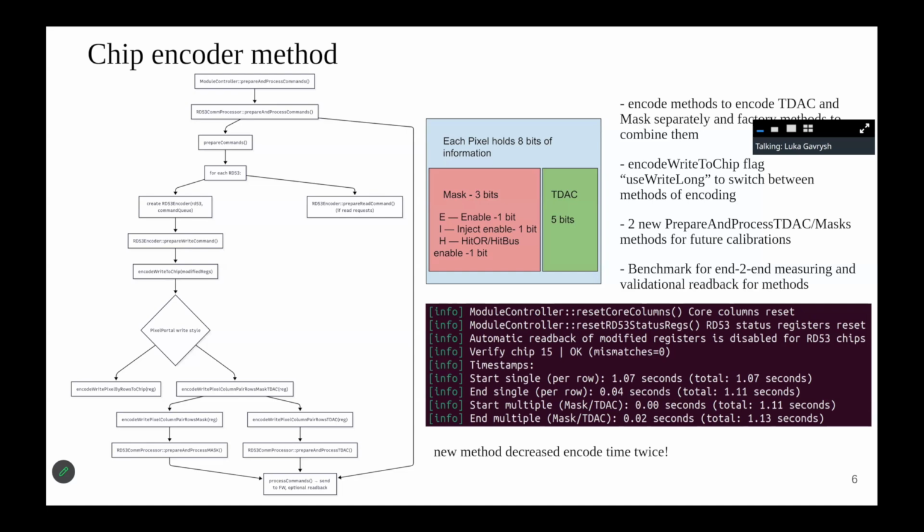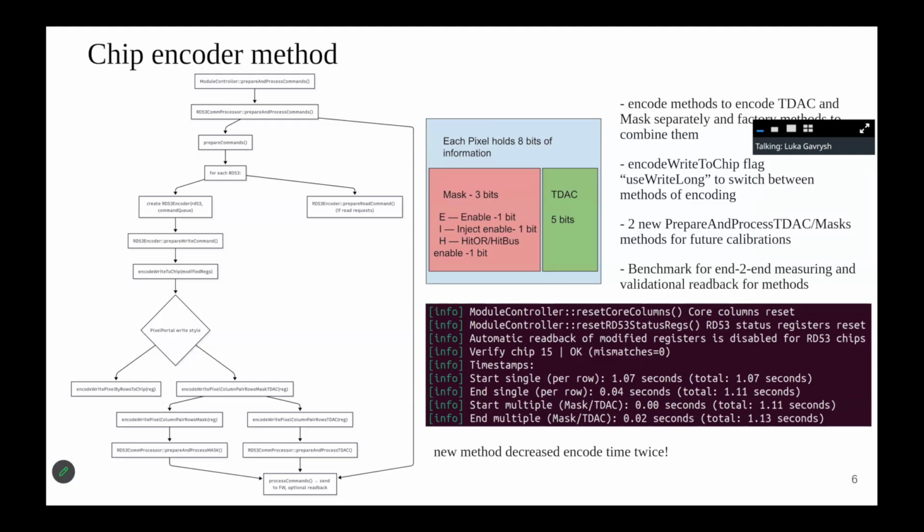The chip's window is for addressing the column pair of pixels row by row. The module controller triggers the RD53 command processor and asks for the prepare and process commands method that collects modified registers. For each RD53, it creates an RD53 encoder, runs prepare write commands, and hands the encoder the list of changes. At this point, my work adds the decision in encode write to chip. So if pixel portal data are being written and the write long toggle is off, then it uses the manual methods, writing row by row, that were created before.